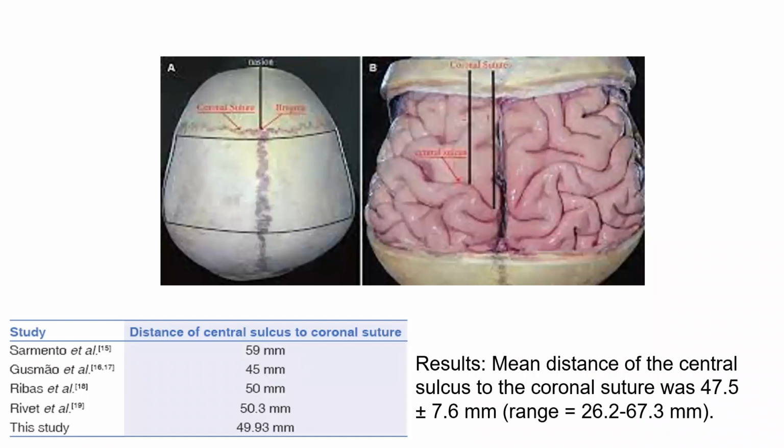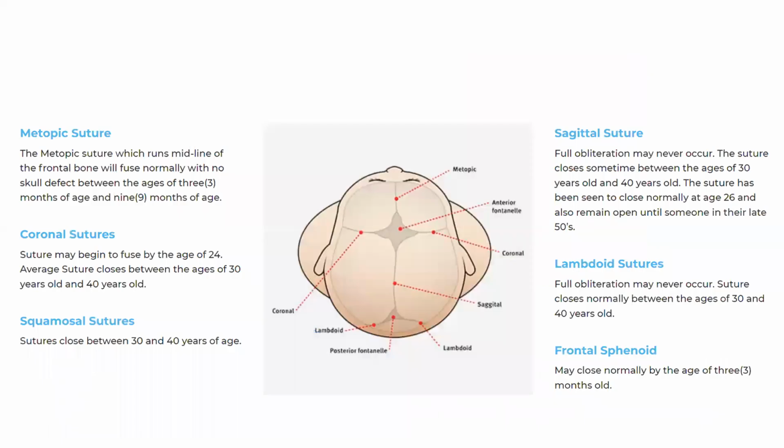But we need to especially know about the coronal suture, and this is why. I have told you before that the coronal suture gives you an estimate of the central sulcus. The mean distance of the central sulcus to the coronal suture has been found to be 47.5 plus minus 7.6 mm. So if you know about the coronal suture, you have to think that about 47.5 mm on average behind this coronal suture will lie the central sulcus. And this is important for you to estimate the motor cortex, the precentral gyrus, and the postcentral gyrus in the sensory area.